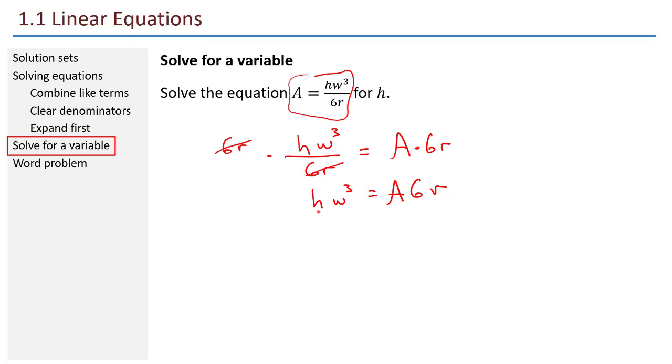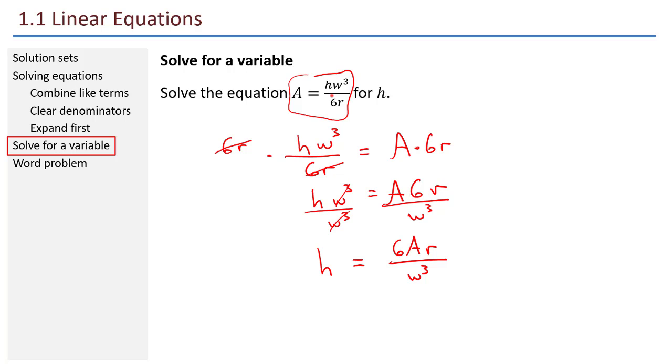And now to get h by itself, I just need to divide by that w cubed. Divide by w cubed. On the left, those factors cancel. And now I have h all by itself. And like I said, traditionally the number goes out front. So I'll call that 6ar all divided by w cubed. So this is something else we might do in solving equations. Take some formula, some expression with a bunch of variables, and solve for some particular variable.